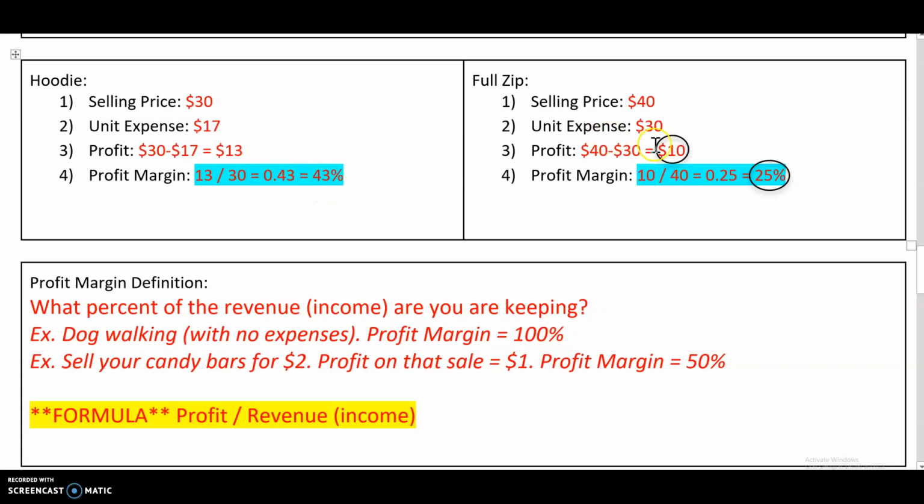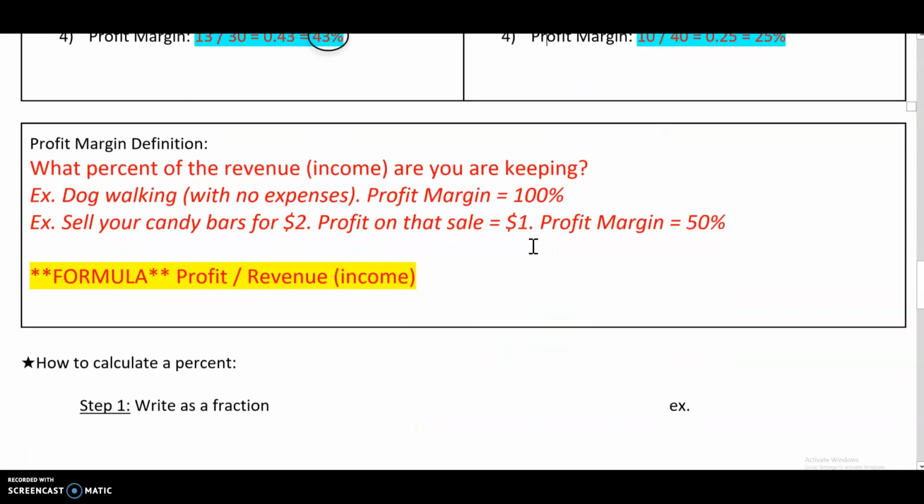Versus the hoodie, you are keeping 43%, which is almost half. So that's a much better business decision, to go and sell those hoodies because you're going to keep almost half of what you bring in versus the full zip, you're only keeping 25%. Make sure you have all these examples down, and I'm going to summarize below.